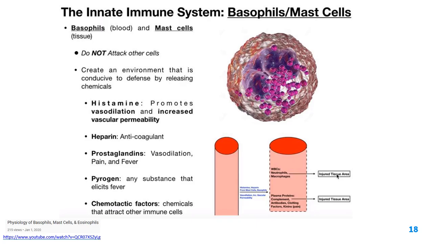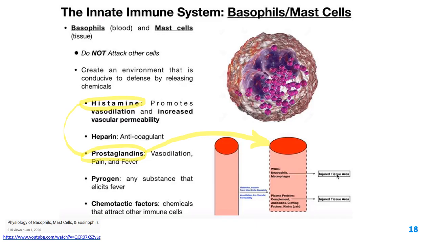So here looking at your basophils, right? Basophils in the blood, mast cells in the tissue, right? These guys, they don't really do the phagocytosis. So what these guys do, they have those granules that are ready to be dumped. Important granules that they have are histamine and prostaglandins. Those two are going to cause vasodilation. Histamine is the big one for vasodilation, right?